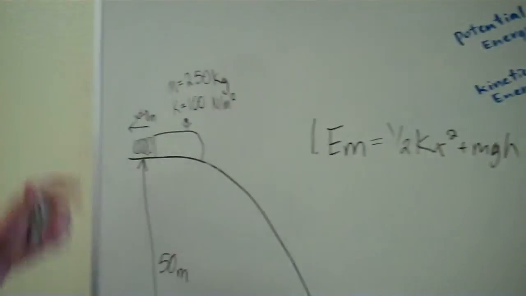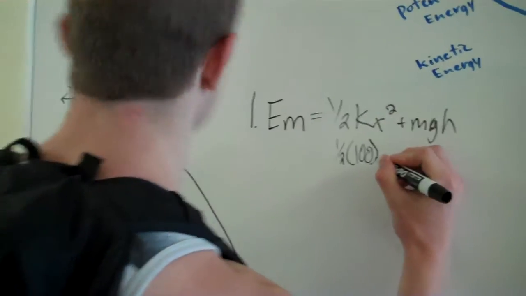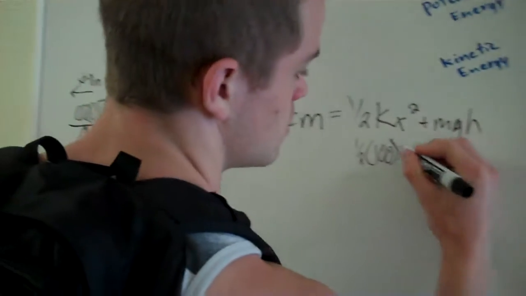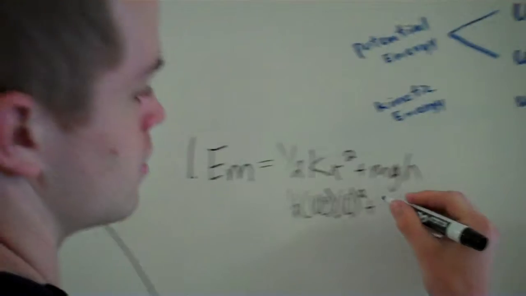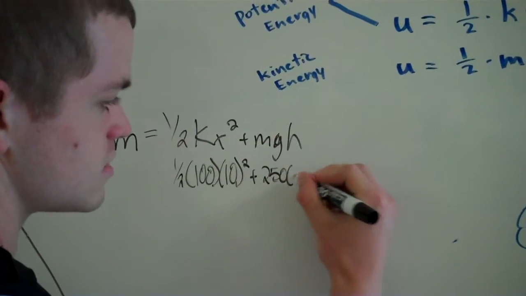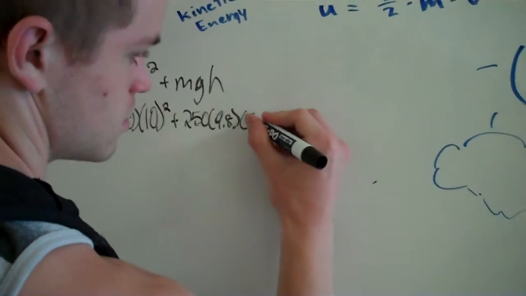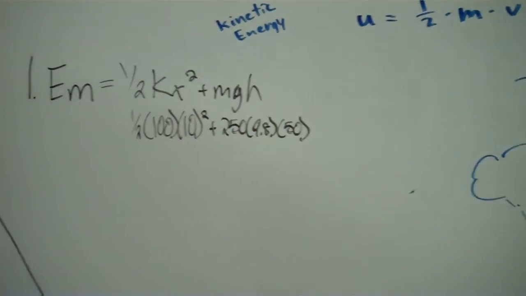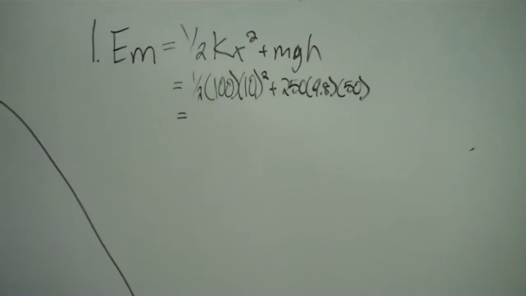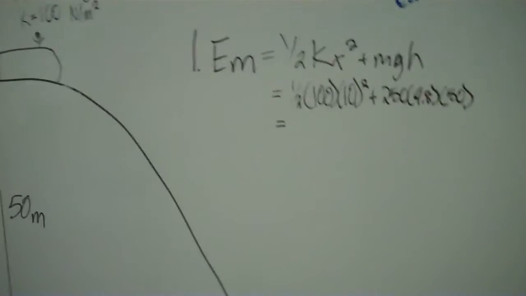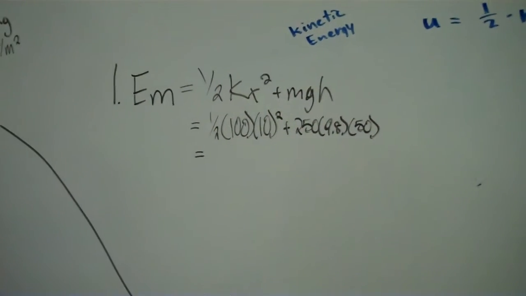Alright, so we're just going to plug in some numbers here now. So you have 1/2, 100 for your spring constant. It's compressed a total of 10 meters. You're going to square that, plus your mass, which is 250. Gravity, of course, is 9.8. And your height is 50 meters. Does someone want to plug that into the calculator for me? So that's basically how you set up the problem right there. And we'll get back to it once Colin figures out the answer.